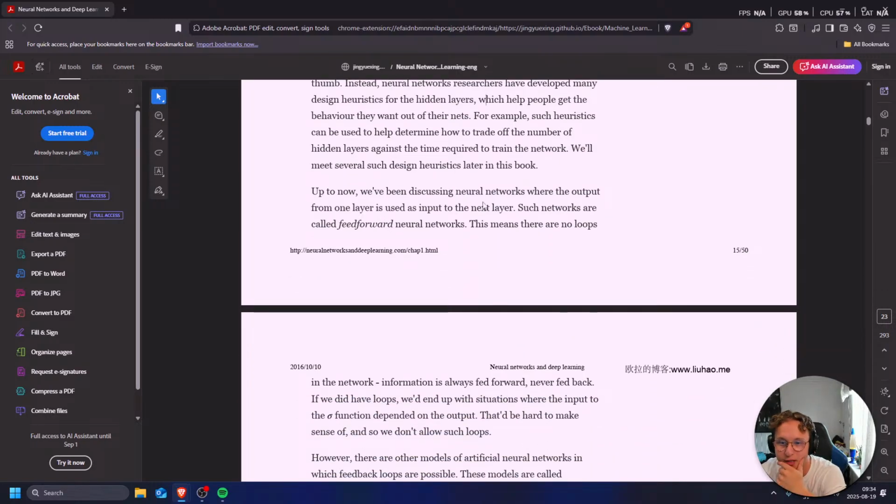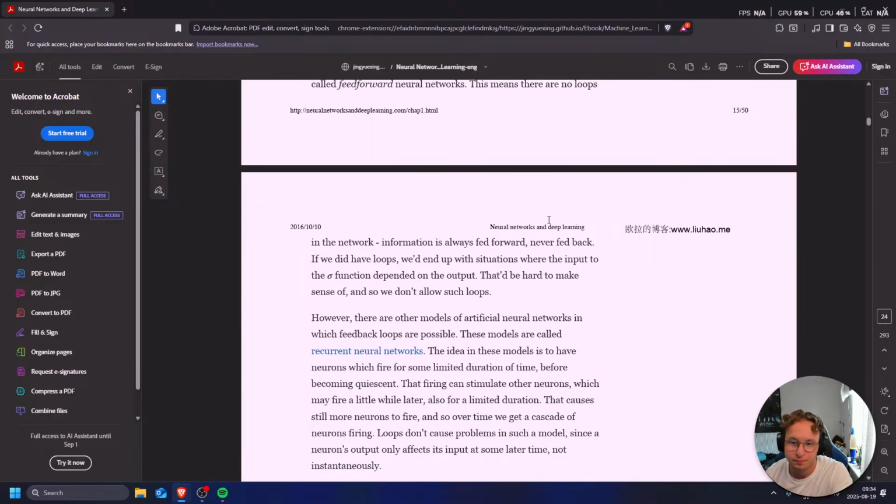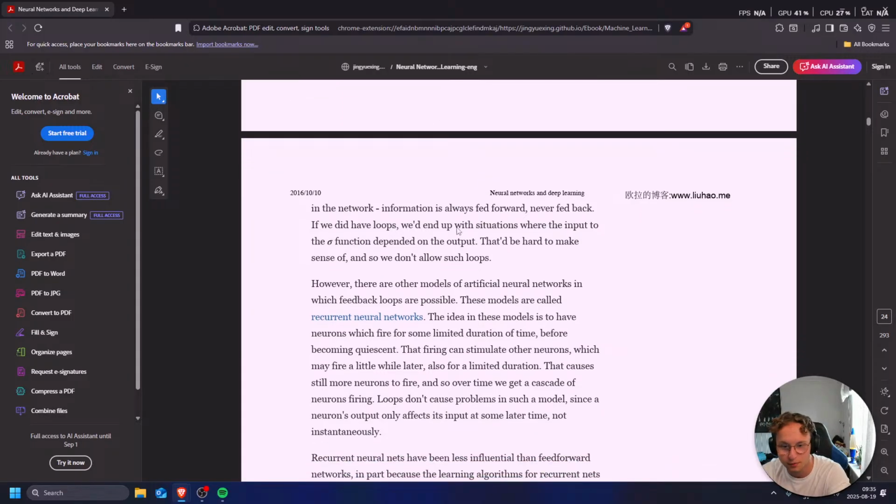Up to now, we have been discussing neural networks where the output from one layer is used as an input to the next layer. Such networks are called feed-forward neural networks. So backpropagation is the opposite. This means there are no loops in the network. Information is always fed forward, never fed backwards. If we did have loops, we would end up with a situation where the inputs to the sigmoid function depend on the output, and that would be hard to make sense of, so we don't allow such loops in this particular case, by the way.